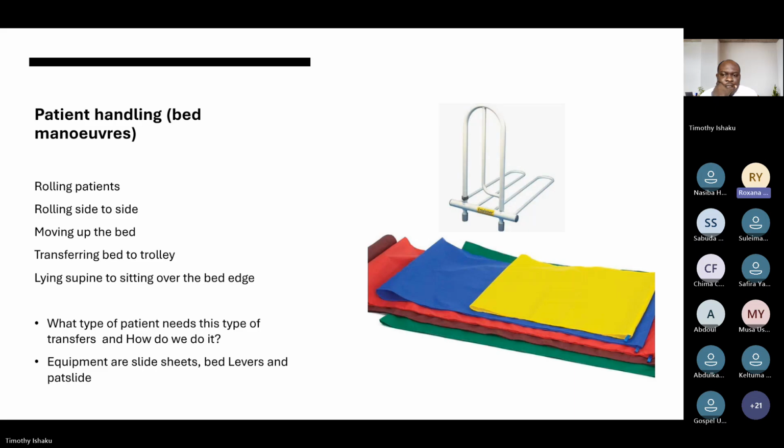Hello, everyone. Good morning. What I mean by bariatric patients is patients that are on the heavy side, that have got weight. So we can use slide sheets to help them roll from side to side. It would definitely have to be two people, one on each side of the bed.